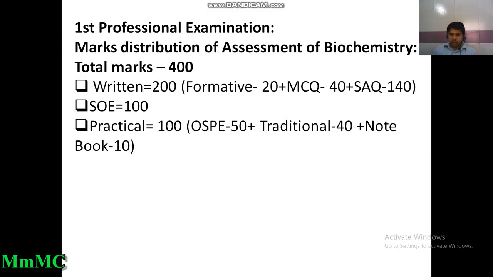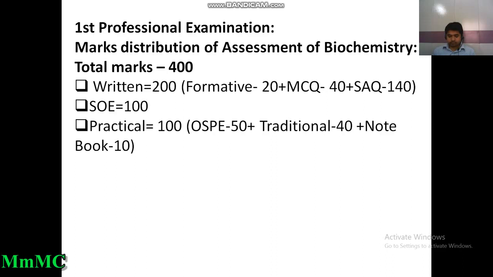Now there are some important short notes in lipids. Saponification number, iodine number, apoprotein, polyunsaturated fatty acid, this is very, very important. Triacylglycerol, eicosanoid, this is also very, very important. Phospholipid, very, very important. Low density lipoprotein, prostaglandin.